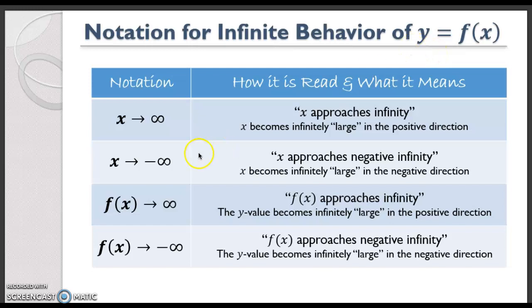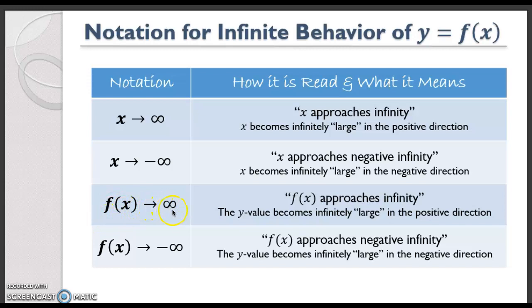So if we have x arrow pointing to infinity, we say x approaches infinity. What that means is our x, or our domain, our inputs, are becoming infinitely large in the positive direction, right? They're just going towards infinity. X arrow negative infinity is x approaches negative infinity, and similarly x becomes infinitely large in the negative direction. So we're going towards negative infinity in the x direction.